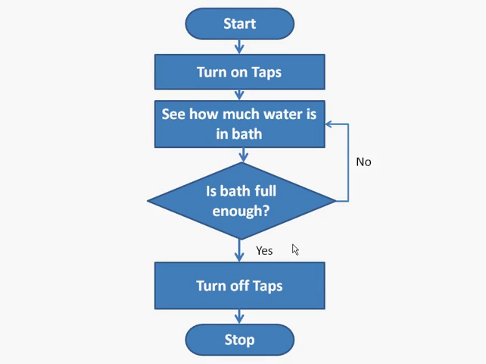The whole algorithm stops. Just notice that we've got something called a loop here, where we keep wanting the algorithm to loop around. Is bath full enough? No. See how much water is in bath. Is bath full enough? No. And that could go on for quite a while until our bath is full enough and we can end the flowchart. And we use the same symbol at the end as we do at the start, a terminator.